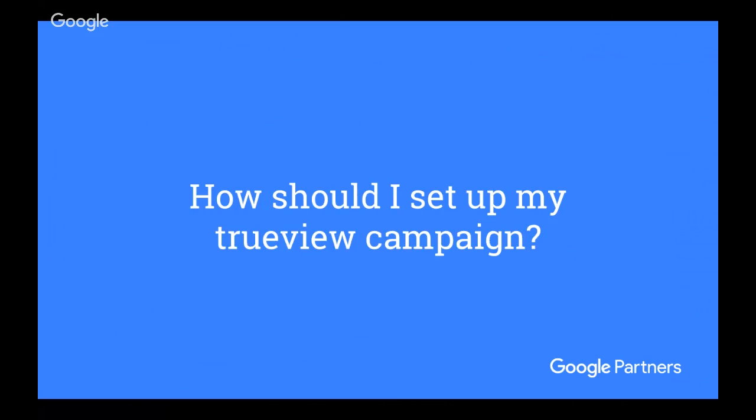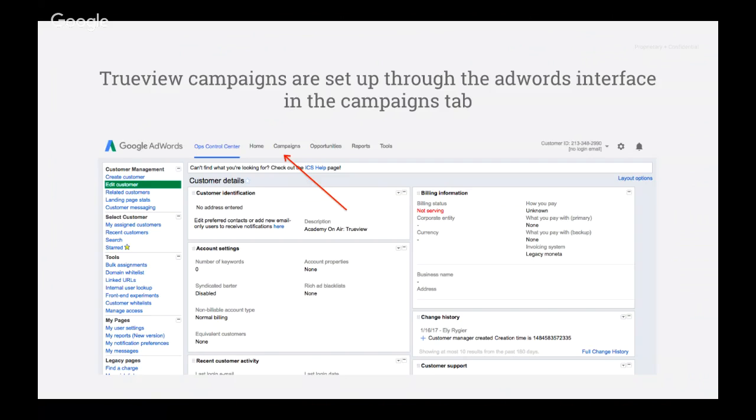Now we get into the specifics of how to set up a TrueView campaign. TrueView campaigns are set up in the AdWords interface. If you already have an account for your search campaigns, it's really easy to run a campaign in the same account. If you need to separate the account for billing purposes, then you should create another account, and if you have a Google contact, they can help you with this, no problem.